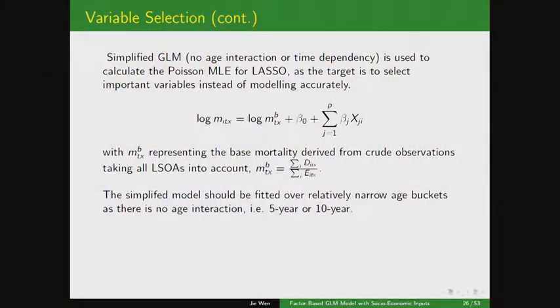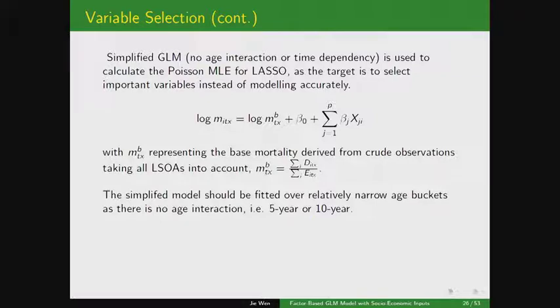And here is a bit of information worth mentioning. Because our purpose here is to pick the most important variables instead of modeling the mortality accurately, we use a simplified version of the GLM model. We have taken out the time dependency, and we have removed the age interaction as well. Because there's no age interaction here, this model is more meaningful to fit over relatively narrow age ranges, for example only 5-year or 10-year age groups, because it doesn't capture the age pattern at the whole level anymore.